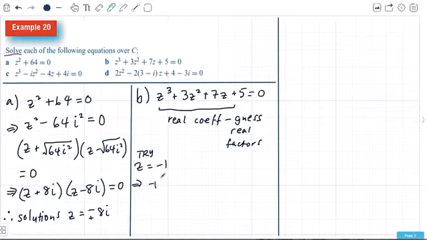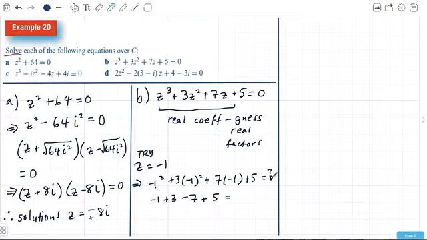So we've got negative 1 cubed plus 3 times negative 1 squared plus 7 times negative 1 plus 5. So all I'm doing is just trialling negative 1 plus 3 minus 7 plus 5. And let's see what that equals. What does that equal? Negative 1 minus 7, that's minus 8. And 3 plus 5 is 8. So that's 0. So therefore, z equals minus 1 is a solution.